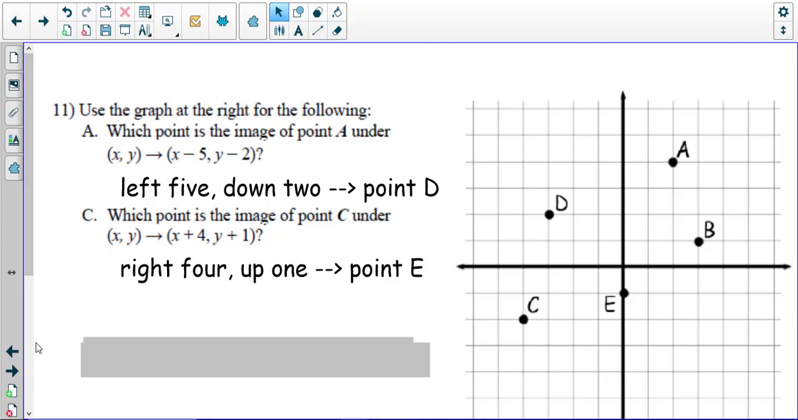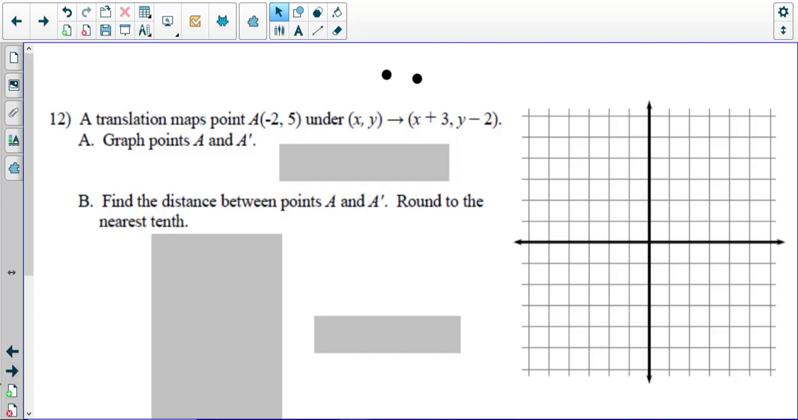But hopefully that one was fairly straightforward. Again, just figure out what the mapping is in words and then follow that point along to find its image after that translation. All right, let's take a look at number 12. This one's a little bit trickier.